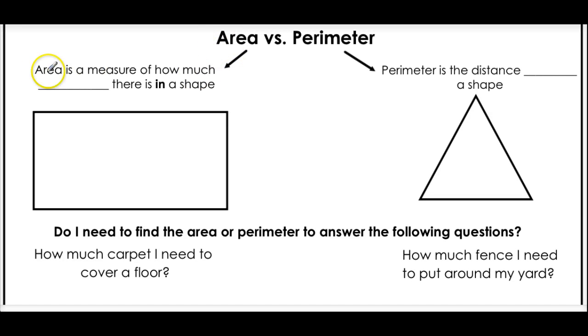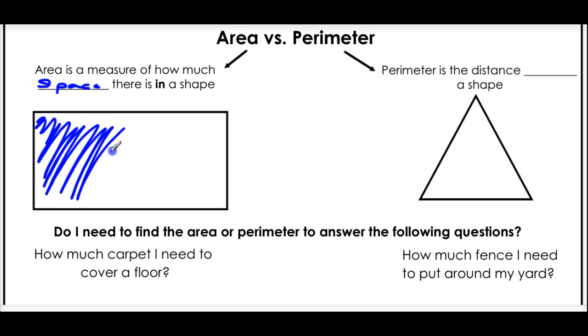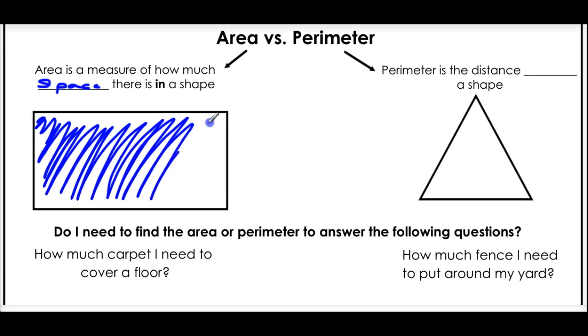Area is the measure of how much space there is in a shape. Okay? And what do I mean by that? Well, look at this rectangle, right? We want to know how much space is in it. That would be the area, like over here, everything that fills up this rectangle. That would be the area of it.